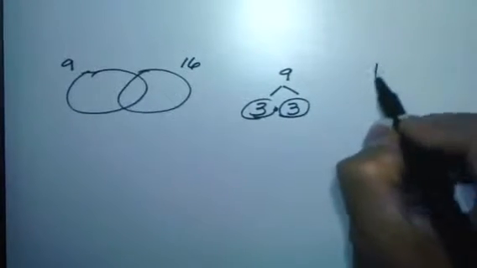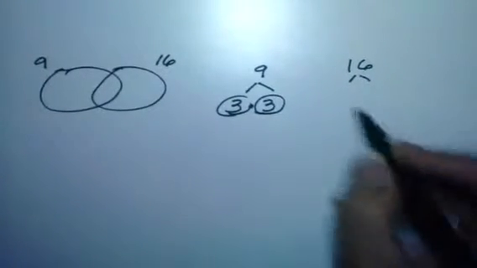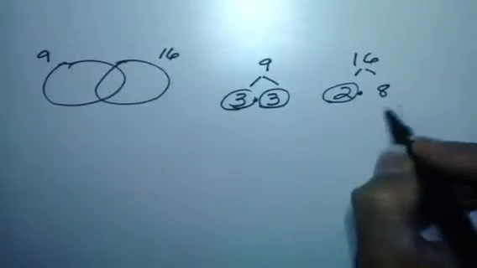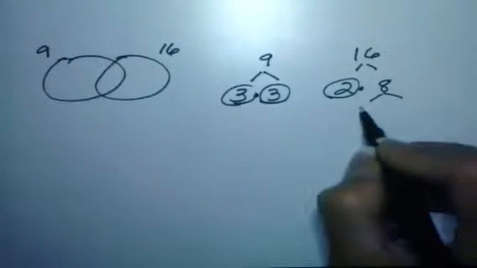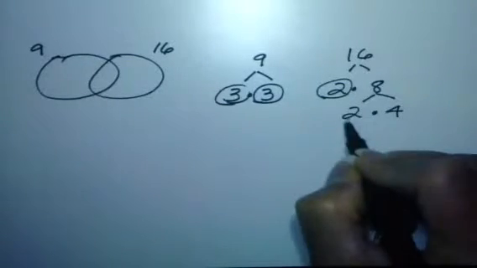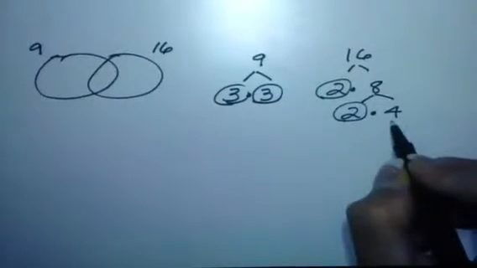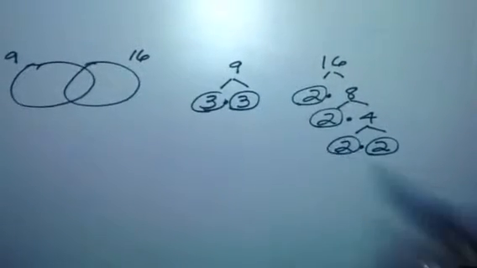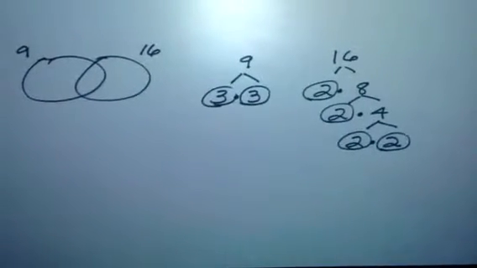I'm going to build a factor tree for 16, and I'm going to use 2 times 8. 2 is prime. I will factor out 8 as 2 times 4, and I have another prime. I will factor 4 as 2 times 2, and finally I have all prime factors.